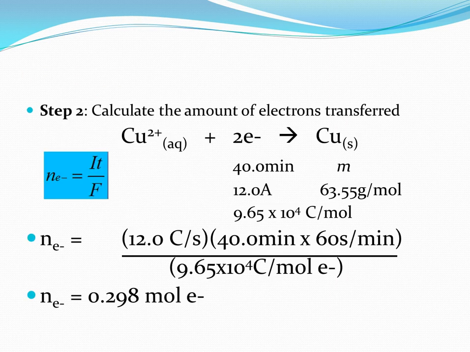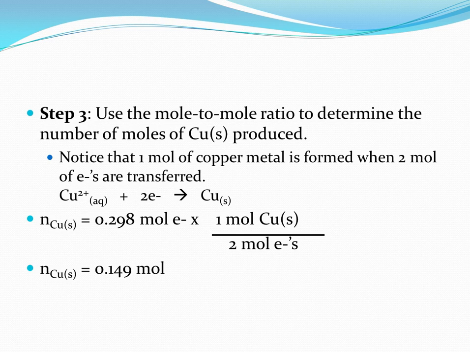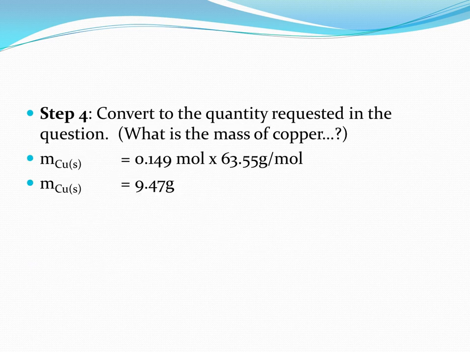Here we calculate the number of moles of electrons by using Faraday's constant. Now we need to use the mole ratio from the half reaction to determine the number of moles of copper produced. Finally, we can use the number of moles of copper, along with the molar mass of copper, to solve for the number of grams of copper produced.